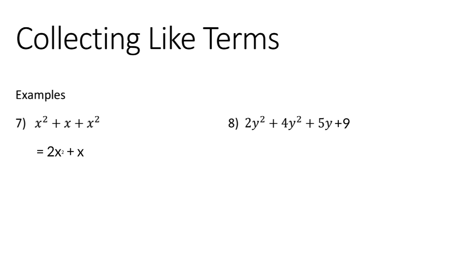We know that we deal with the highest power first, so the first thing that I'm going to deal with is the y squared term. I've got 2y squared plus 4y squared, so that's going to give me 6y squared. I've then got my 5y, and then at the very end, I'm not going to leave it out, I'm going to put in the 9 as well. What we've done there is we've simplified 2y squared plus 4y squared plus 5y plus 9 into 6y squared plus 5y plus 9.